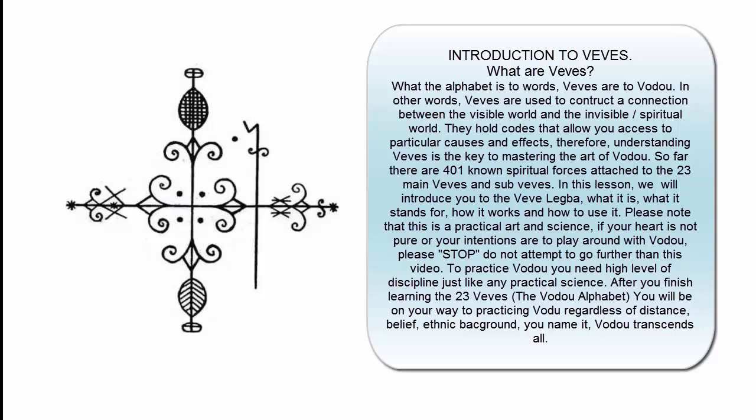Please note that this is a practical art and science. If your heart is not pure or your intentions are to play around with voodoo, please stop. Do not attempt to go further than this video. To practice voodoo, you need a high level of discipline, just like any practical science. After you finish learning the 23 Veves, that's the voodoo alphabet, you will be on your way to practicing voodoo regardless of distance, belief, ethnic background, you name it. Voodoo transcends all.